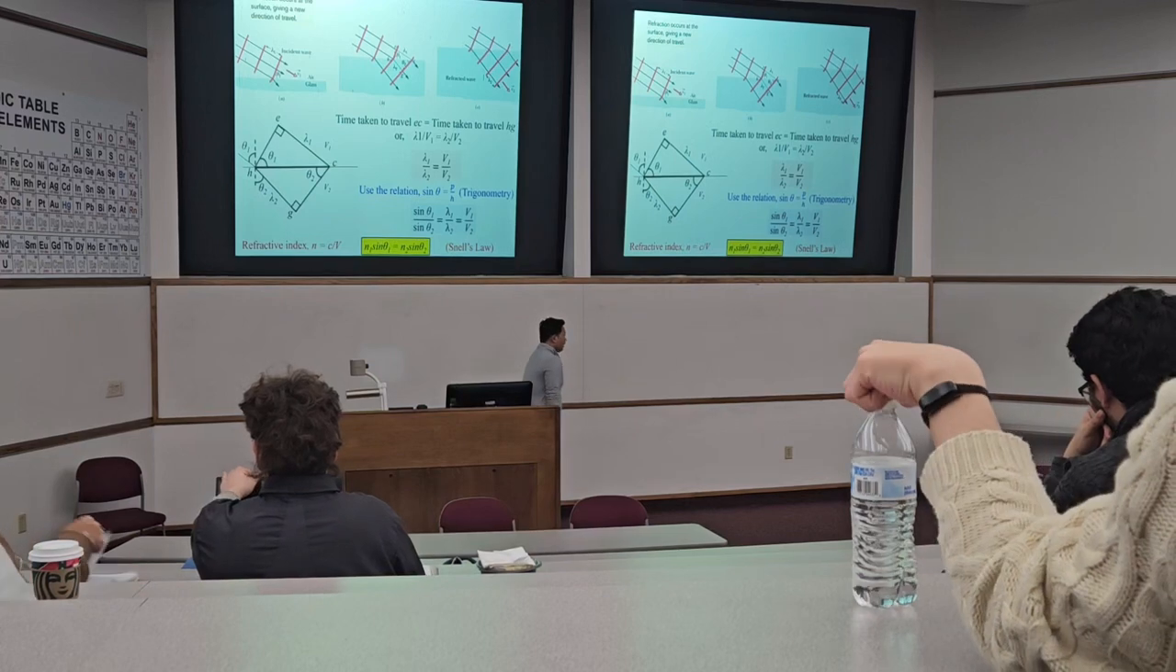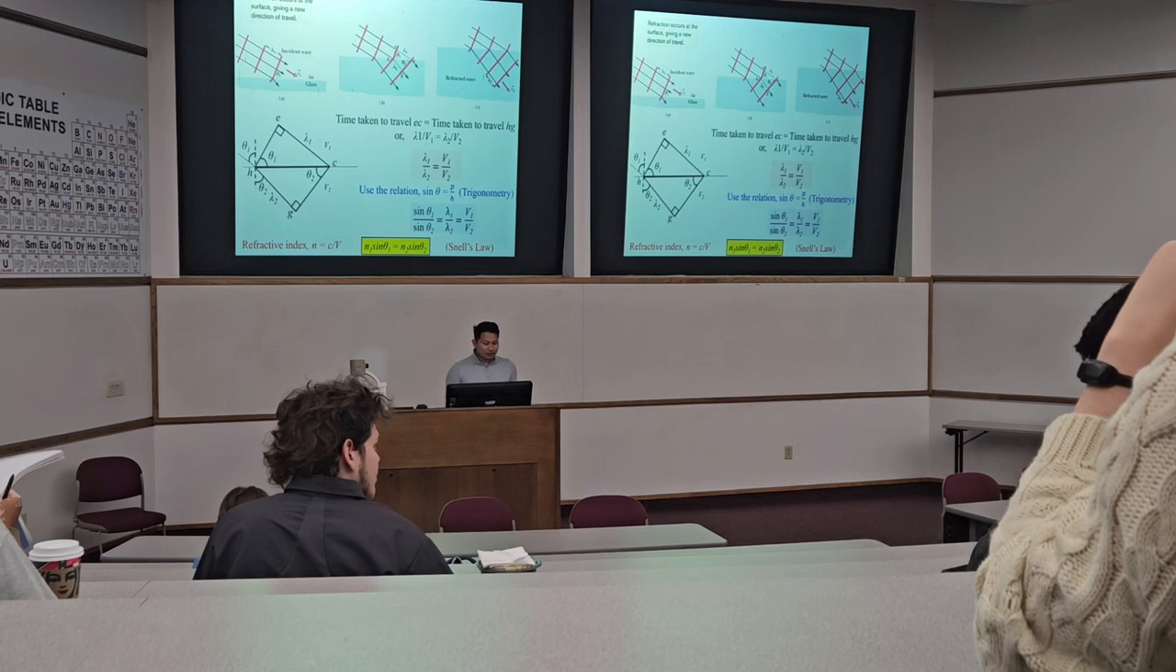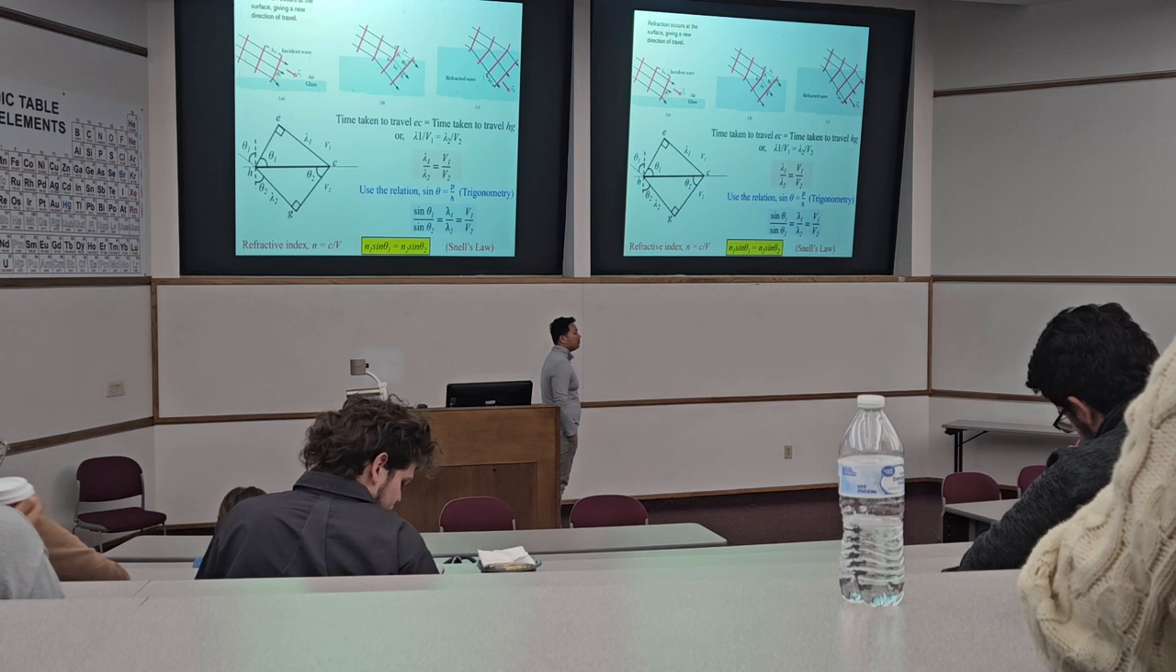You know that whenever refraction of light happens, whenever light goes from one medium to another medium, it bends. One of the reasons for that is that the velocity of light changes whenever it goes from one medium to another medium.